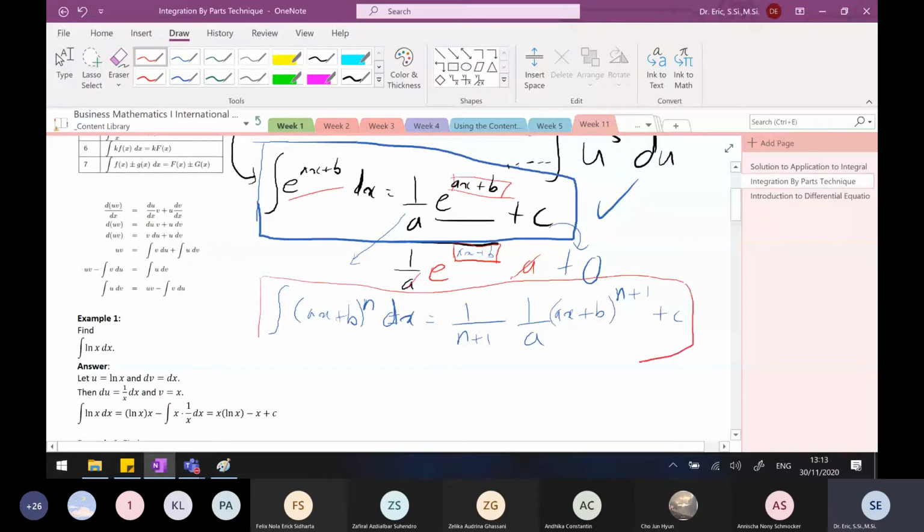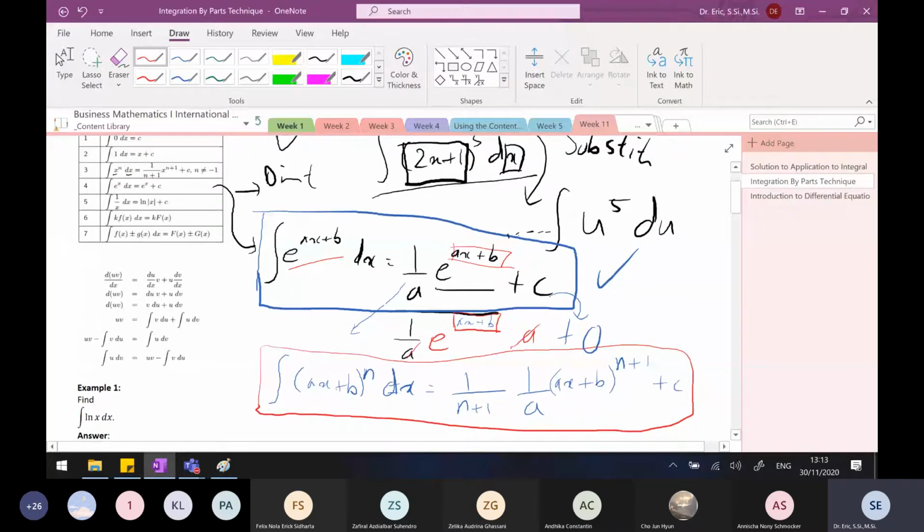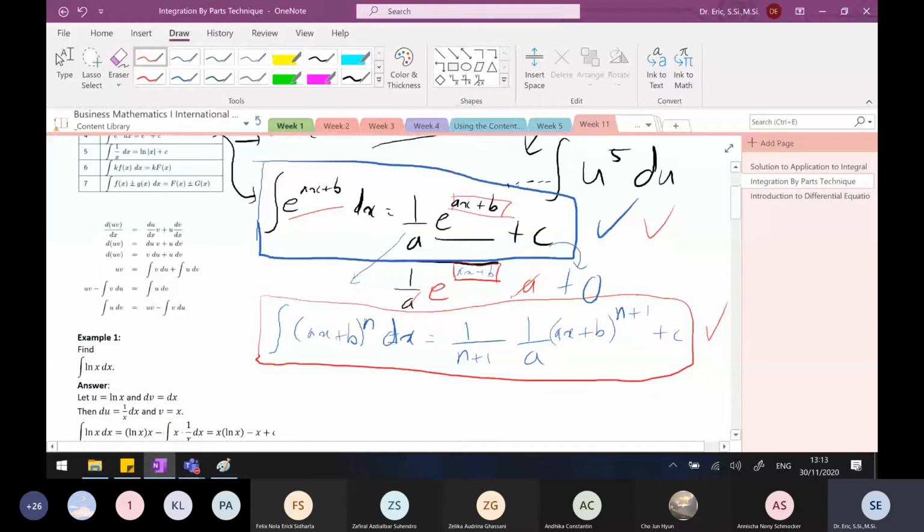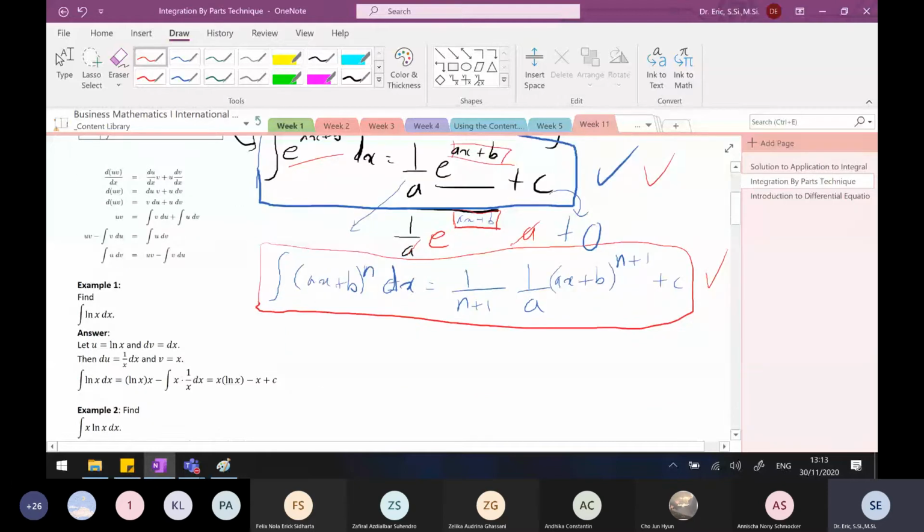You can memorize it or you can use the substitution method. If you use the substitution method, you will end up with this formula. Don't forget that this is for ax plus b. What if this is ax squared? It is not. So it should be x to the power of 1, and a and b are just constants. So you have this one. Is this a real formula? Yes. Let's try to find the derivative of this.